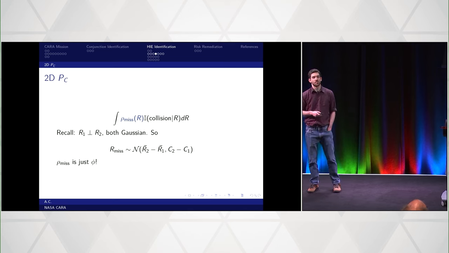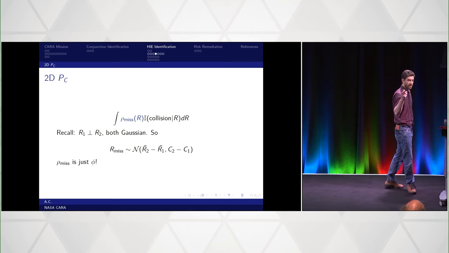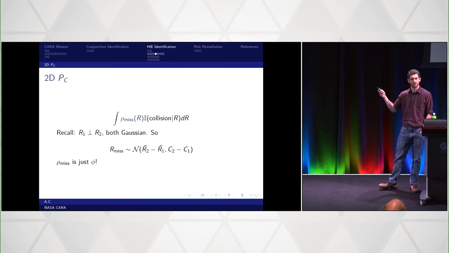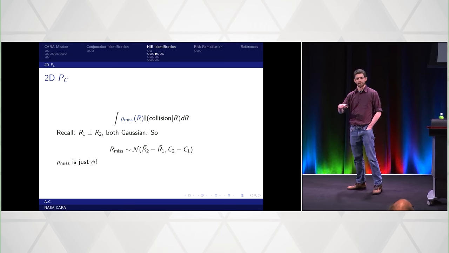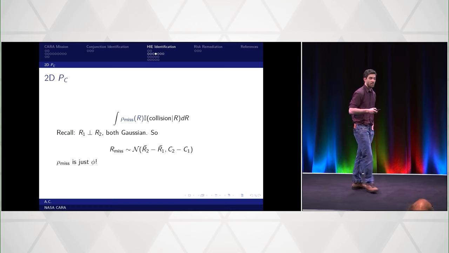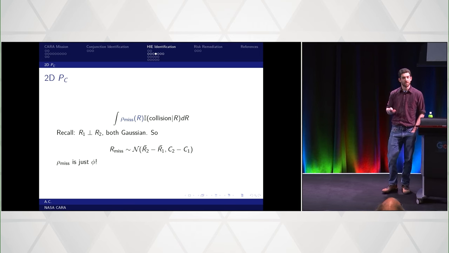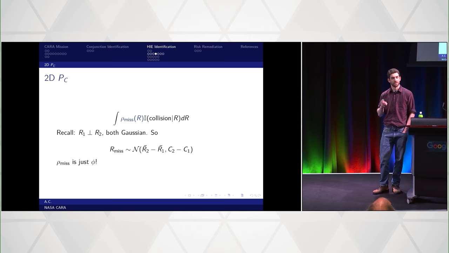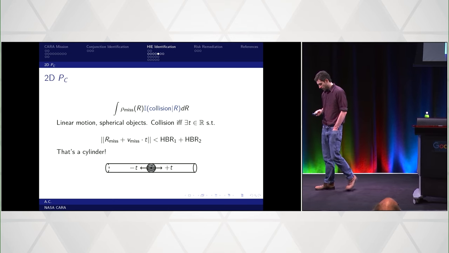And let's start with our probability distribution. And we'll recall that we said that R1 and R2 are independent and Gaussian, and R miss is a linear combination of the two, so it's also Gaussian. Gaussians are awesome. We love Gaussians because they do things like this, which means that I now know the shape of rho miss. It's just a Gaussian PDF. Excellent. What about the indicator?